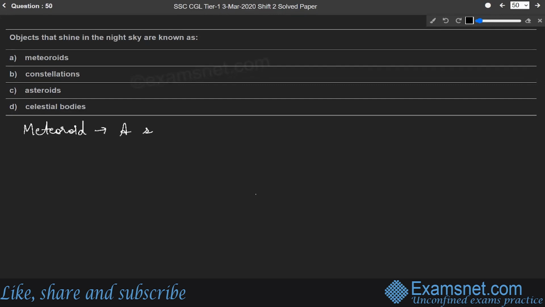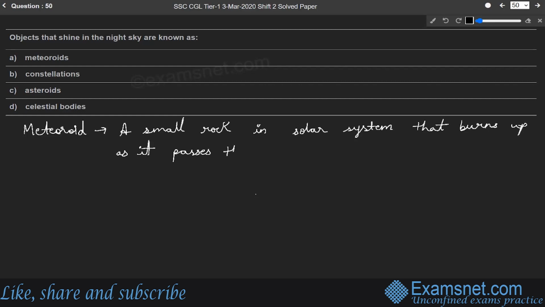A meteoroid is a small rock in the solar system that burns up as it passes through Earth's atmosphere. And when it burns up, it is known as a meteor.